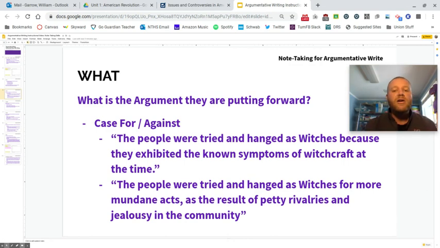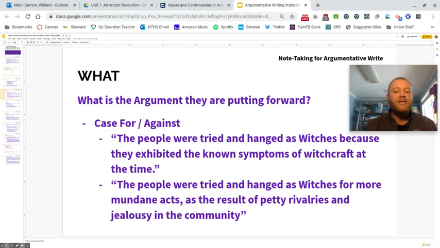Okay. The second thing you're going to look at is the what piece. Okay. So what is the argument they're putting forward here? Okay. There's a case for and a case against in these issues. And what I wanted to show you here, basically, what is the case for the people being hanged as witches and dying because of actual witchcraft versus the other side? And so after reading the article, I understand that, okay, so the case for witchcraft as being legitimate was that people at the time were exhibiting what they believed were the known symptoms of witchcraft, and thus the only logical choice was to call them witches and put them on trial and have them murdered.